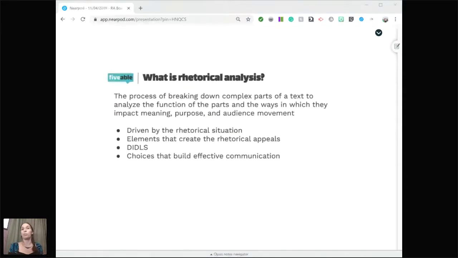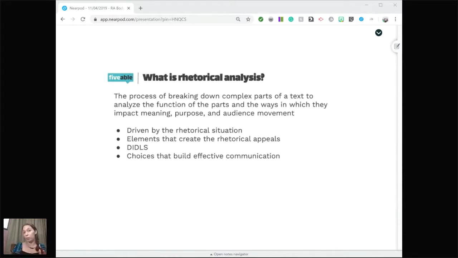And we're going to look just really quickly at what is rhetorical analysis. So at this point, you've probably started talking about this. Even if you aren't writing it, you're definitely reading it and analyzing text as you go through. So basically, according to our course and exam description, it is the process of breaking down complex text and the parts of a text to analyze the function and the way in which they work together to impact the meaning, the purpose, and the audience movement.